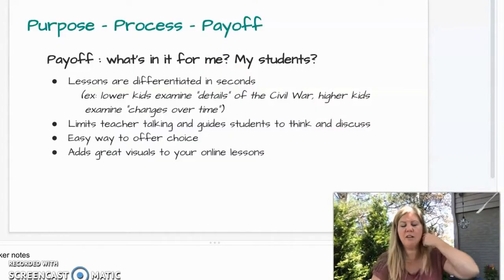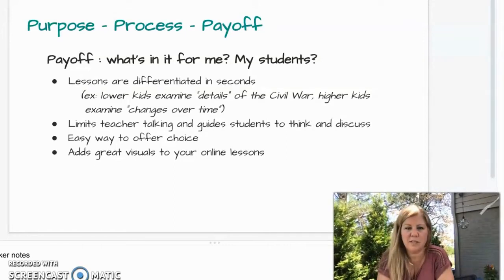So now we've talked about the purpose. We've talked about the process. What's the payoff? What's in it for me? What's in it for my students? This is another thing to learn, another thing to get familiarized with. But lessons are differentiated in seconds here.